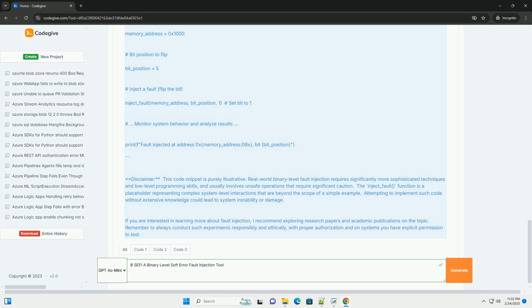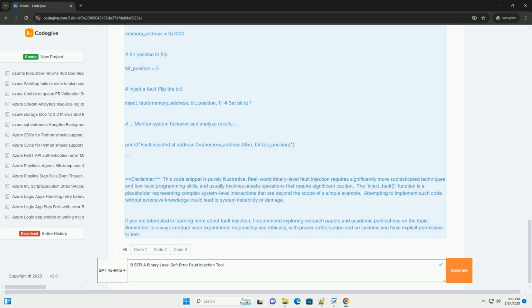5. Fault injection, use the chosen access method to manipulate the target's bits according to the fault model. 6. Observation, monitor the system's behavior after the fault injection to observe the effects and determine if the system remains functional or exhibits errors. 7. Analysis, analyze the results to assess the system's resilience to soft errors. Code example, conceptual, not a real implementation of BSEFI.